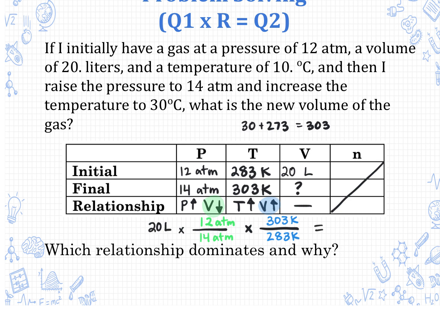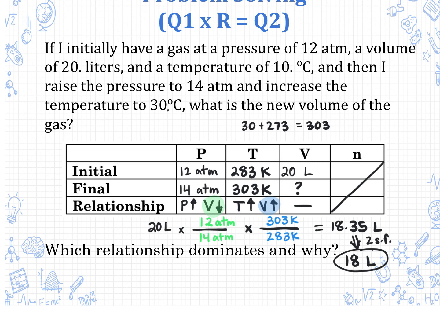So I'm going to put all this together. I'm going to take 20 times 12 divided by 14 times 303 divided by 283. And when I do that, I get 18.35 liters. And I'm going to double check sig figs here. So looks like I've got 2 sig figs, 2 sig figs, 2 sig figs, 2 sig figs. So I'm going to report my answer with 2 significant figures. So it'll be 18 liters. That will be our final volume.